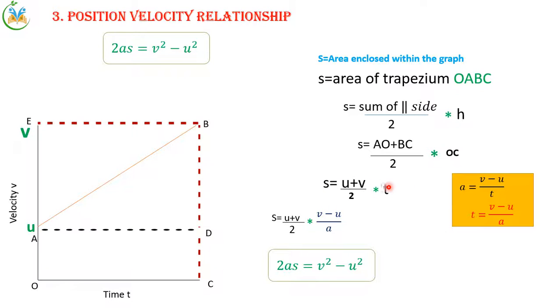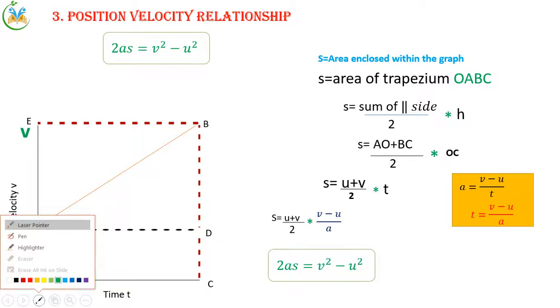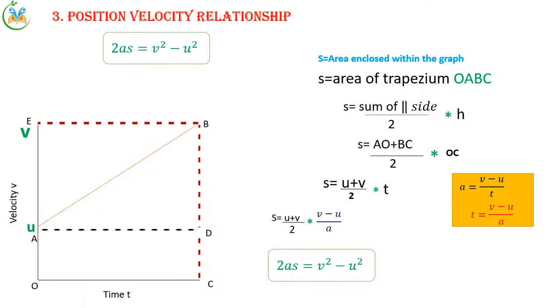Now we have to replace t by the initial and final velocity, because we have to get the equation in this form. So we know that A equals V minus U by t, so t equals V minus U by A. So we are going to replace this t by this one. So we will put this in and we will get this equation. So friends, this is the third equation of motion.